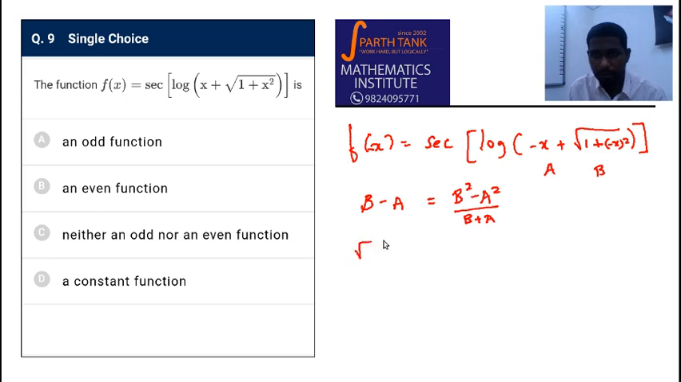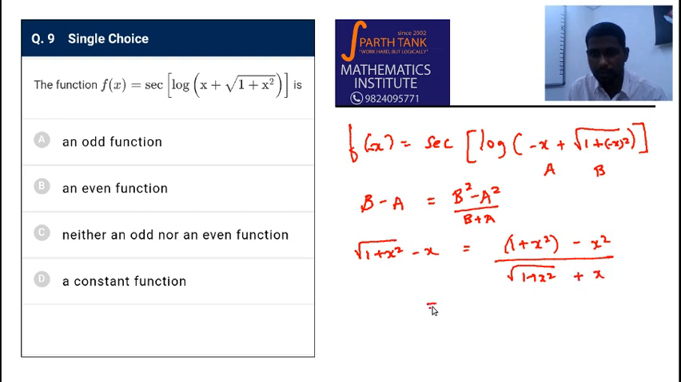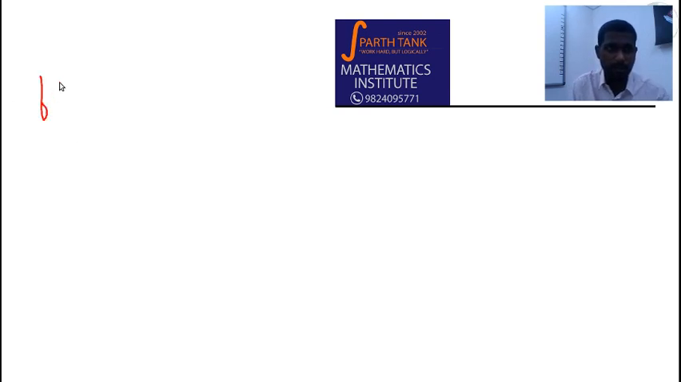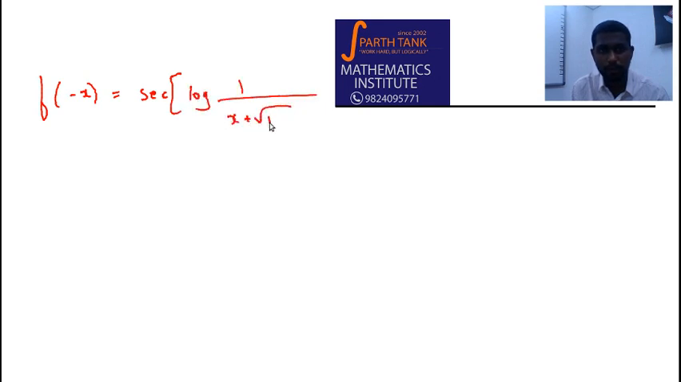That is, root of 1 plus x squared minus x, this term here, can be written as the square of the first term, 1 plus x squared, minus a squared, this term squared, upon the sum of these two terms. So 1 plus x squared plus x, right? So this becomes 1 here, 1 upon x plus root of 1 plus x squared. So this whole bracket here is nothing but f of minus x is secant of log of 1 upon x plus root of 1 plus x squared.